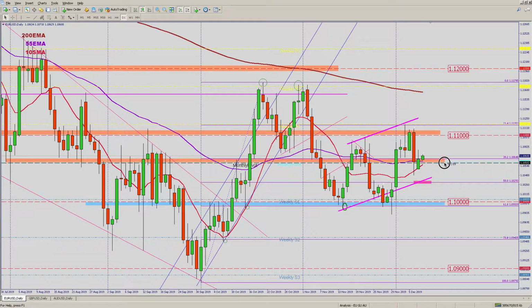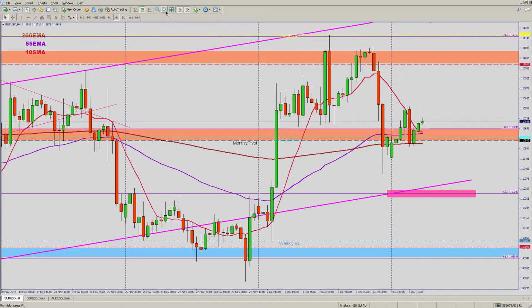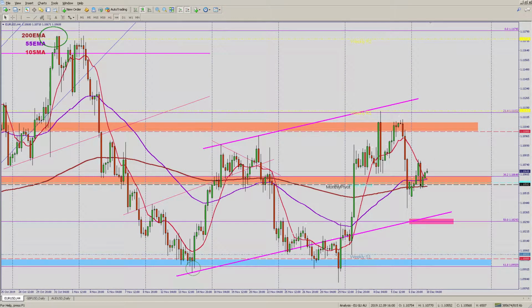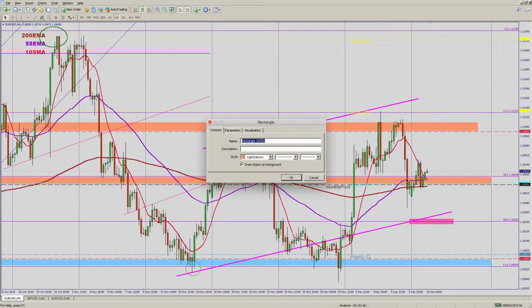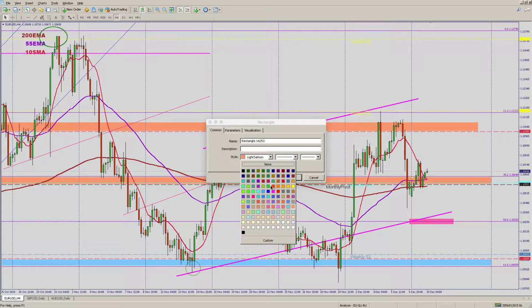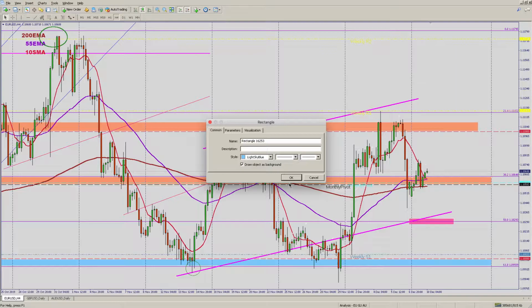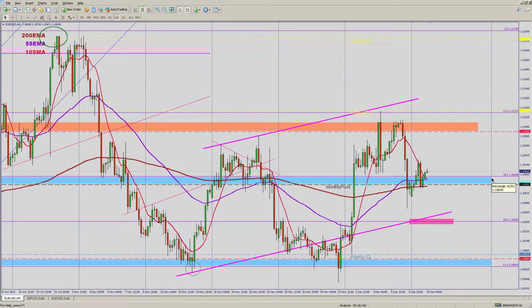And let me mark this down a bit lower here. Let's take a look at the 4-hour time frame. So this zone is a critical support zone here, with the weekly pivot, the monthly pivot, 55 period EMA, the 200 period EMA, as well as the 38 fib retracement level here. So let's mark this as a support zone.